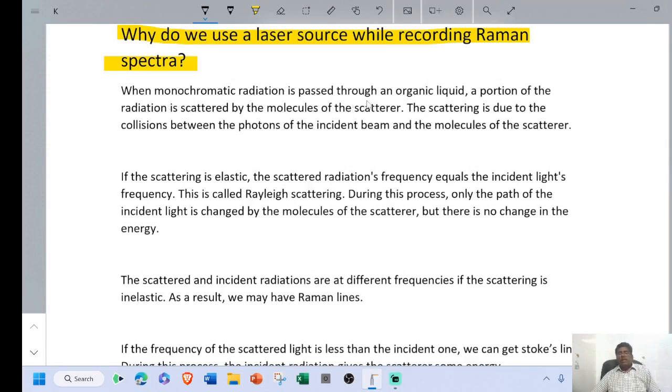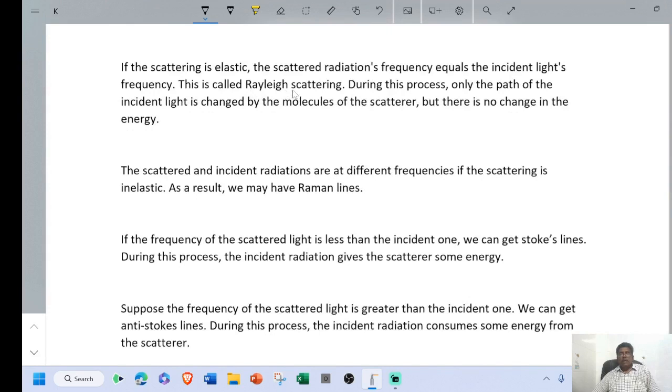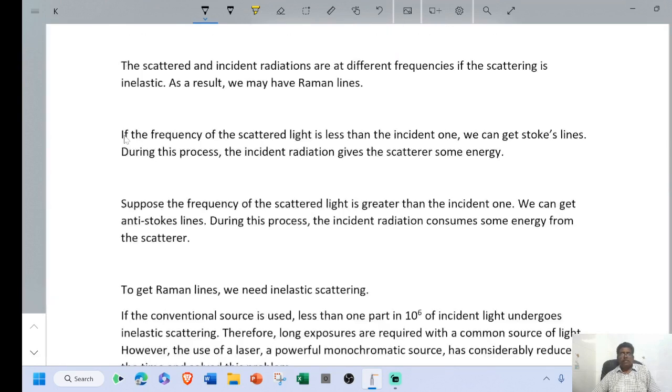When monochromatic radiation is passed through an organic liquid, a portion of the radiation is scattered by the molecules of the scatterer. The scattering is due to the collisions between the photons of the incident beam and the molecules of the scatterer. If the scattering is elastic, the scattered radiation's frequency equals the incident light frequency. This is called Rayleigh scattering. During this process, only the path of the incident light is changed by the molecules of the scatterer, but there is no change in the energy.